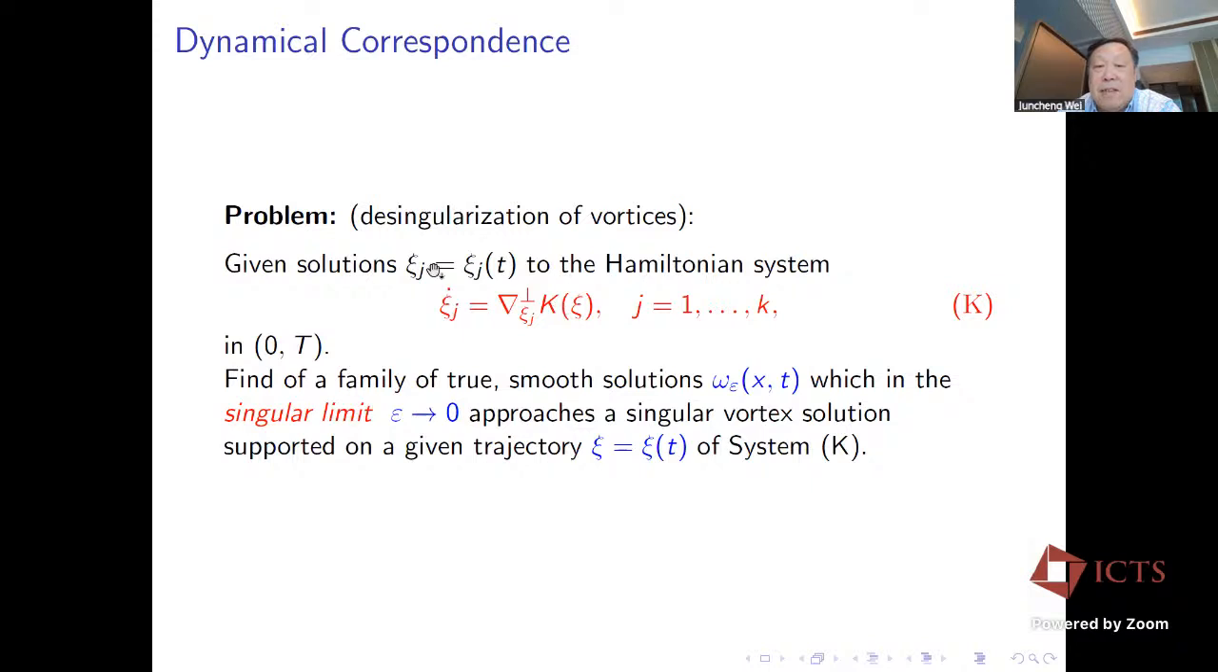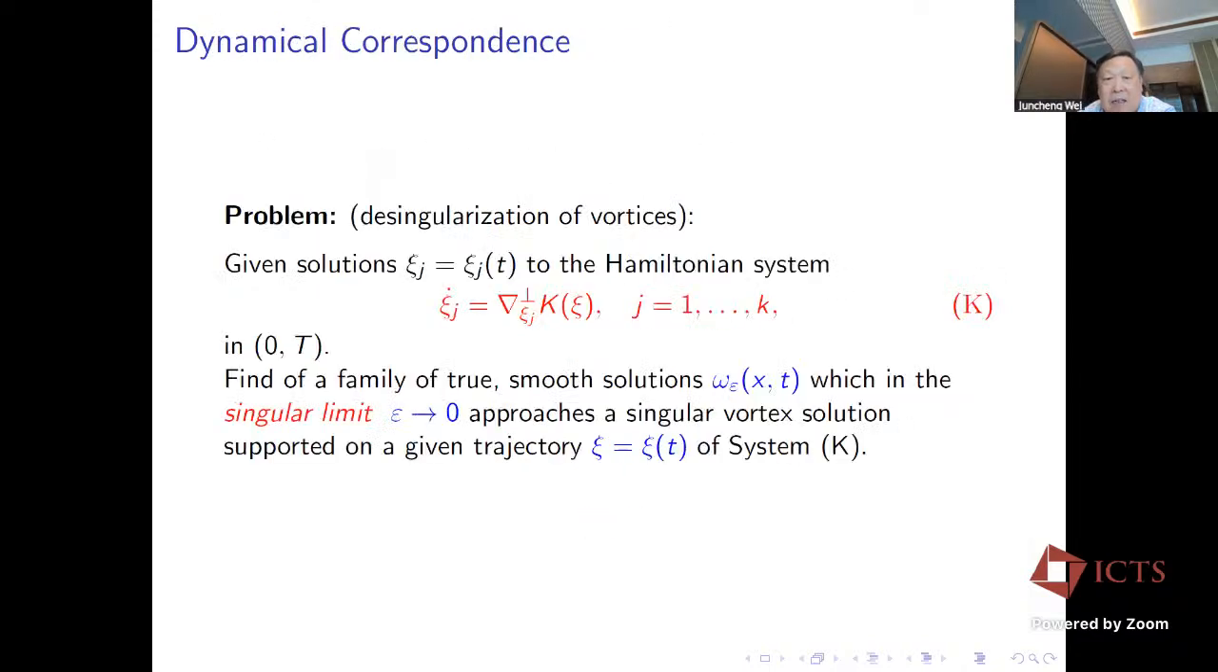And so the dynamic correspondence for 2D Euler is the following. Suppose we have a solution of the Kirchhoff-Routh Hamiltonian system from 0 to capital T. Can we find a family of true and smooth solutions to the Euler system so that the vorticity, in the singular limit, approaches the Dirac measure on this trajectory? This is the so-called desingularization of vortices. This is called the dynamic correspondence for 2D Euler.